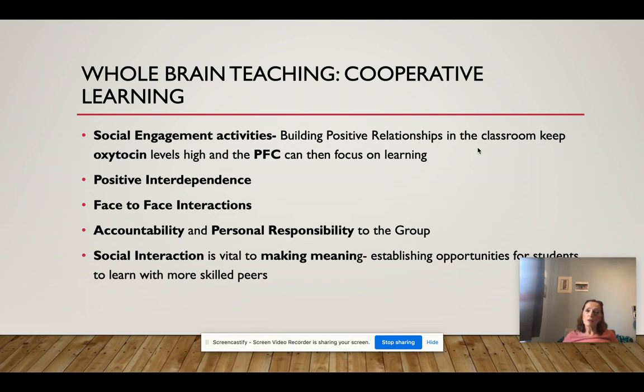And then we look at social interaction and how important it is with making meaning with learning. It establishes opportunities for students to learn from their more skilled peers, but also just all kids learn differently. We have multiple intelligences. So some kids may be more theatrical, and some kids may be just better with facts. You combine those things, and wow, kids can really learn from each other.